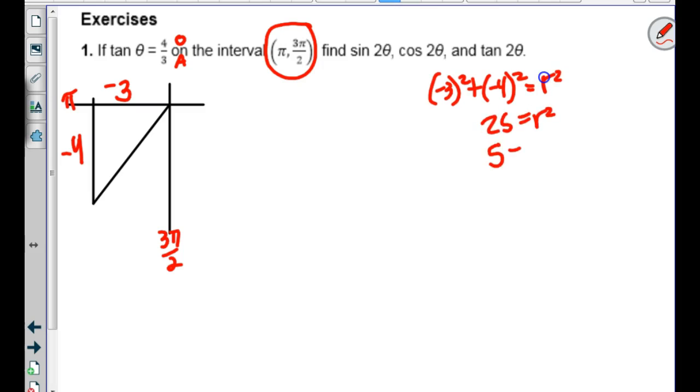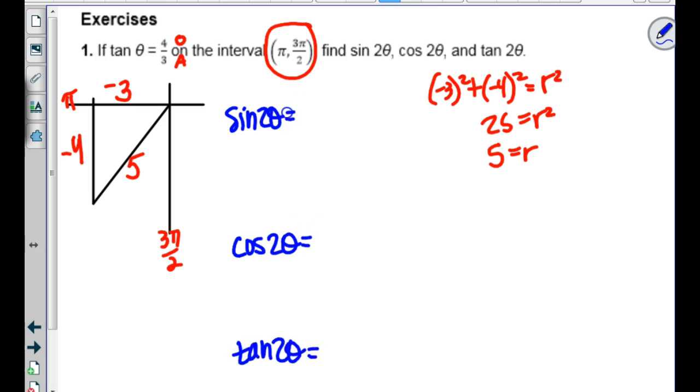So R is 5. I was taking it for granted that you knew how to do this, but I've got people who are messing up the Pythagorean theorem. So now we're supposed to find 3 different things: the sine of 2 theta, the cosine of 2 theta, and then the tangent of 2 theta.